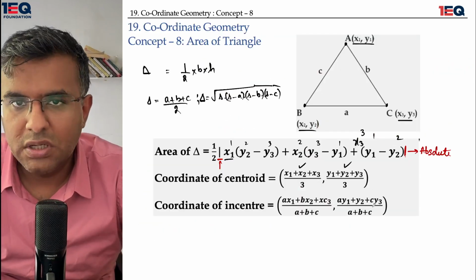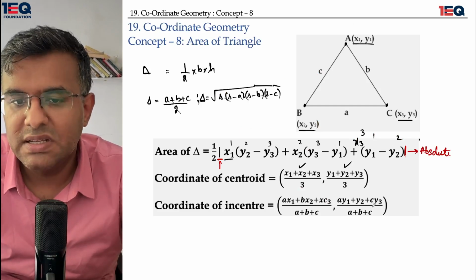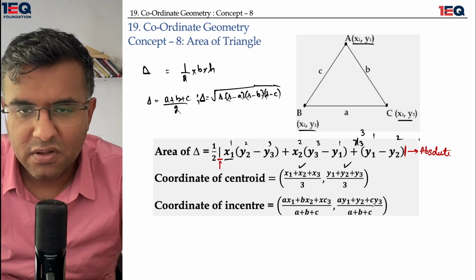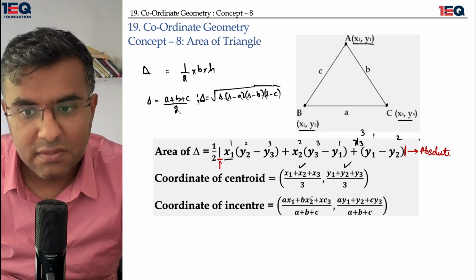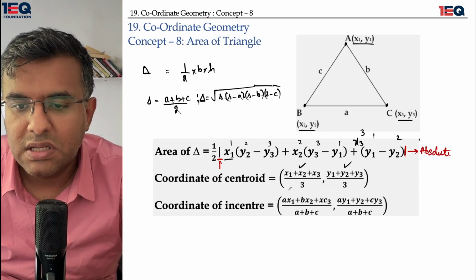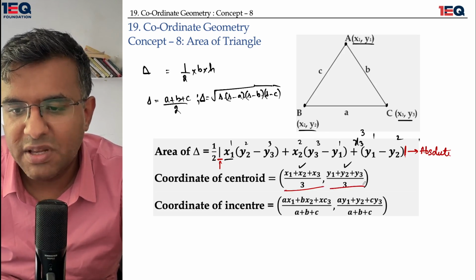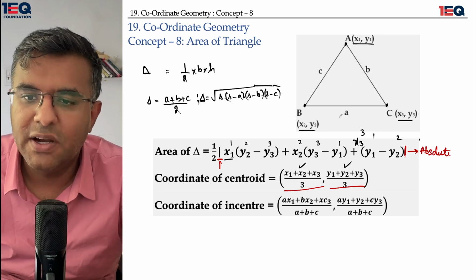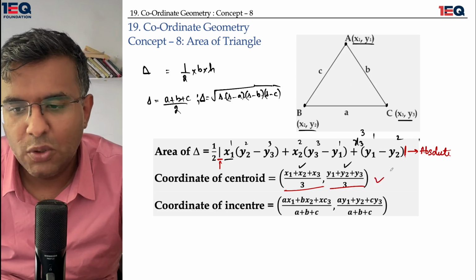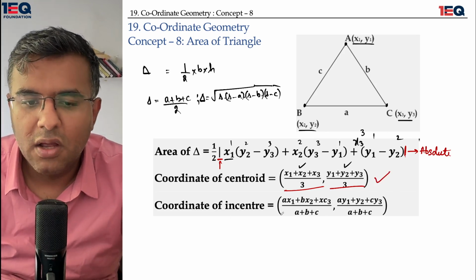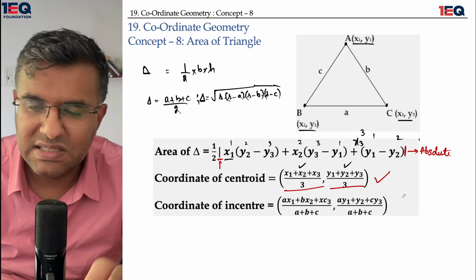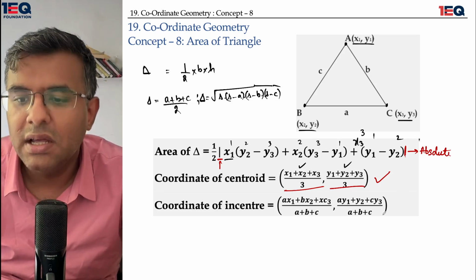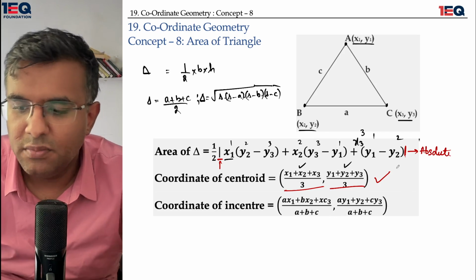There's not much to learn, but there are some concepts to understand. You can learn the formulas of areas of the triangle. One major point which I missed out was centroid. Okay, centroid is x1 plus x2 plus x3 by 3, y1 plus y2 plus y3 by 3. Simple formula, you learn it. Most of the people remember this. Coordinate of incenter also. This is something which hasn't been asked yet, but you can learn the formula from here.